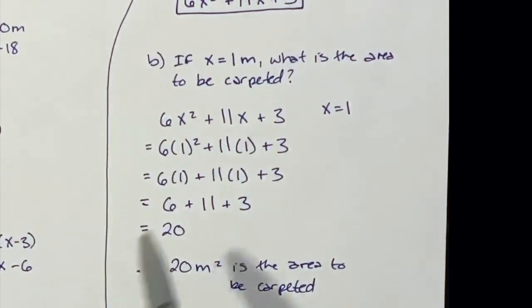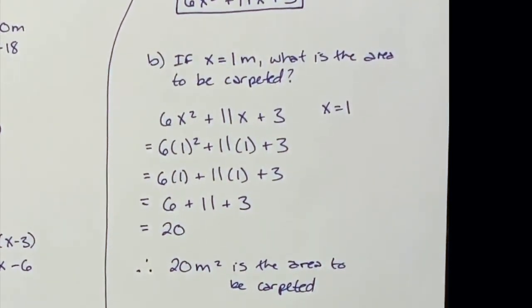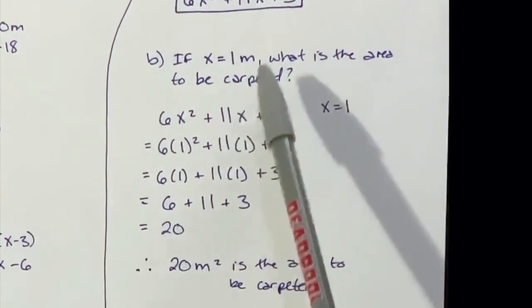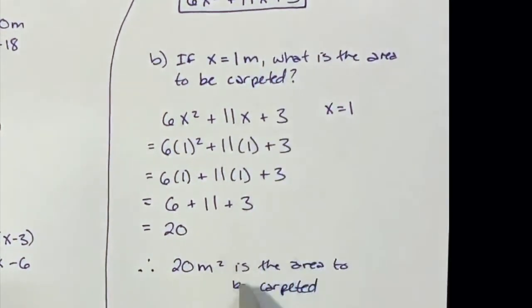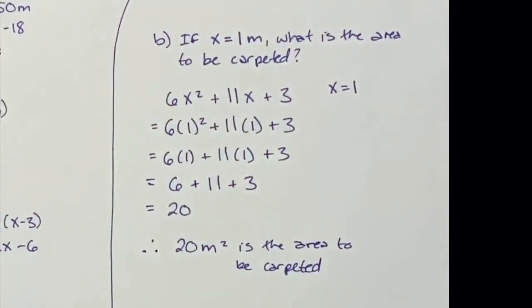So because this was area, we have to write our answer in units squared. And it told us that the unit was meters, right? So that means therefore 20 meters squared is the area to be carpeted, the area of that floor.